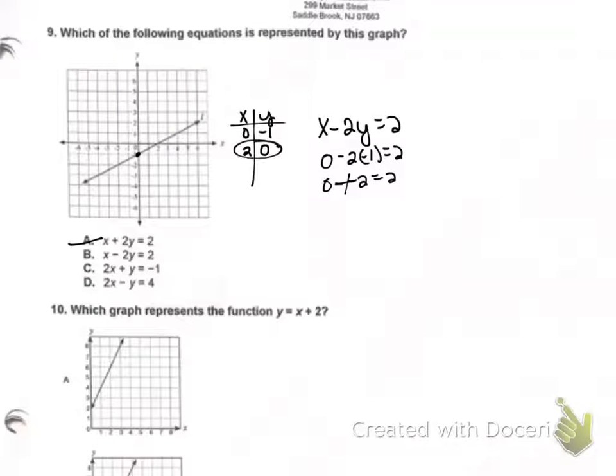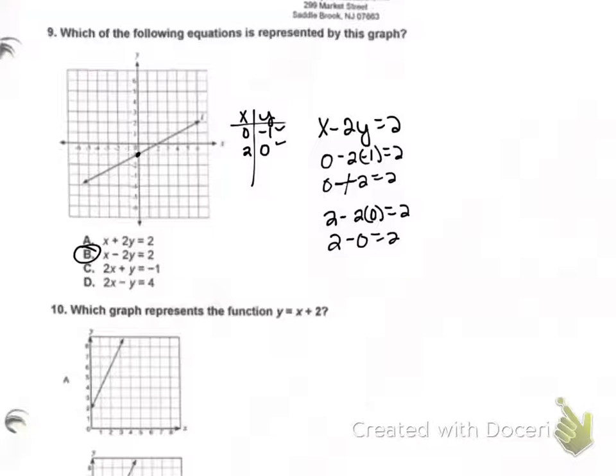Now let's do 2 and 0. So 2 minus 2 times 0 equals 2. 2 minus 0 equals 2, yes. So those work for both of those. Alright, so the answer here is B.